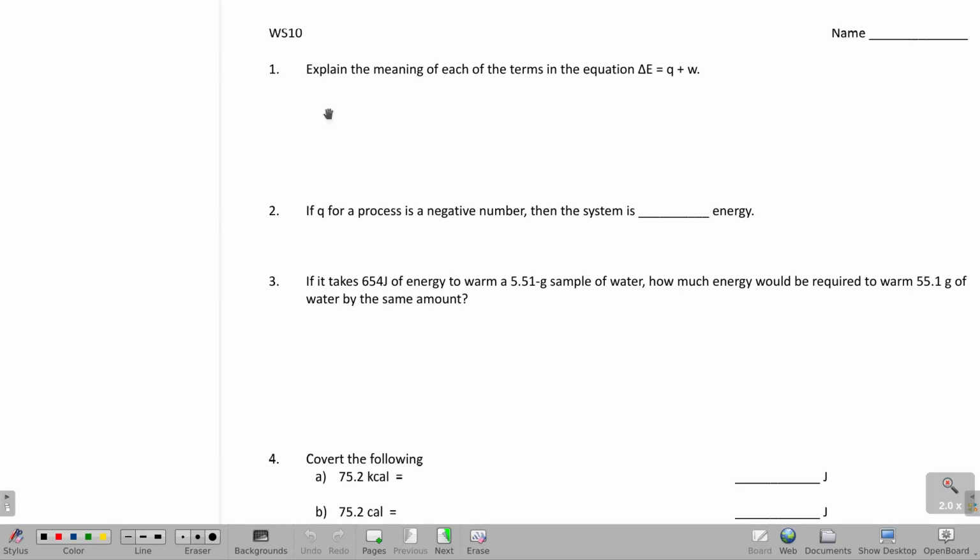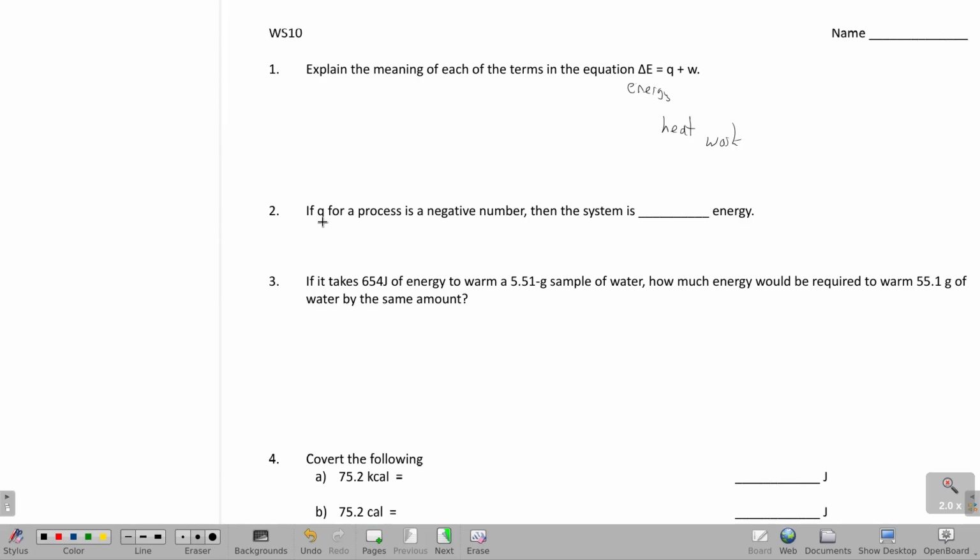Okay, we're going to start with explain the meaning of the terms in the equation delta E equals Q plus W. All right, delta E is the energy. Q is heat, and W is work. So that equation just simply says the change of energy is equal to the heat and the work. It's applying to the energy of a system. Whenever that energy changes, it's actually going to change by adjusting the heat or performing work.